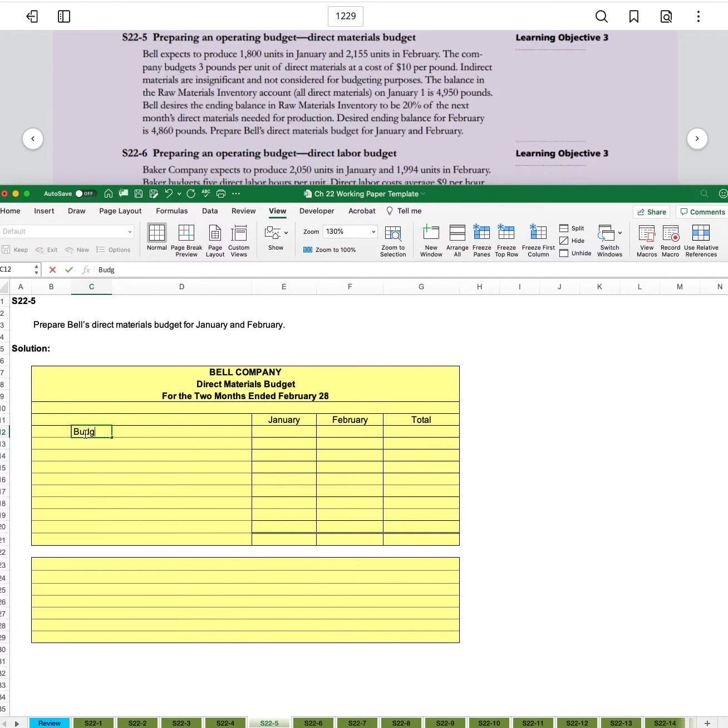We're going to start with our budgeted units to be produced. And remember that if we were doing a continuous problem, we'd be getting this from previous tables. So we have 1,800 in January and 2,155 in February. Those should not be dollars.